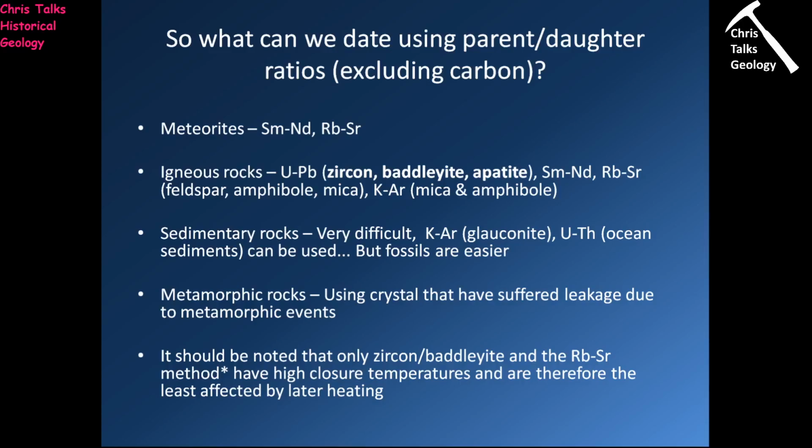So it should be noted that only zircon and baddeleyite, so baddeleyite is another zirconium mineral, so zircon is zirconium silicate, baddeleyite is zirconium oxide, and techniques that use rubidium-strontium. Those are the only two techniques that have high closure temperatures. And so by their very nature, they're considered to be the most reliable because it's very difficult to reset those particular radiometric decay chains.